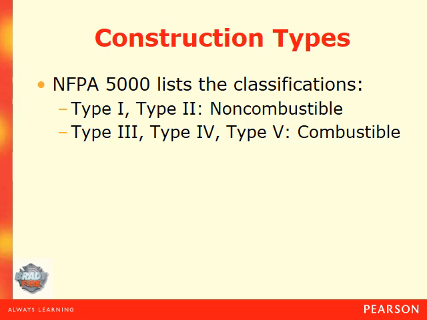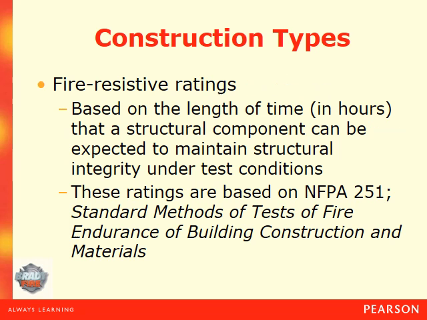NFPA lists type 1 and 2 as non-combustible, and 3, 4, or 5 as combustible, or sometimes limited combustible, depending on what book you read. With that comes into play your fire resistance rating, based on the length of time in hours that a structural component can be expected to maintain its integrity under test conditions. These ratings are based on the NFPA 251 standard method of testing for fire endurance of building construction.